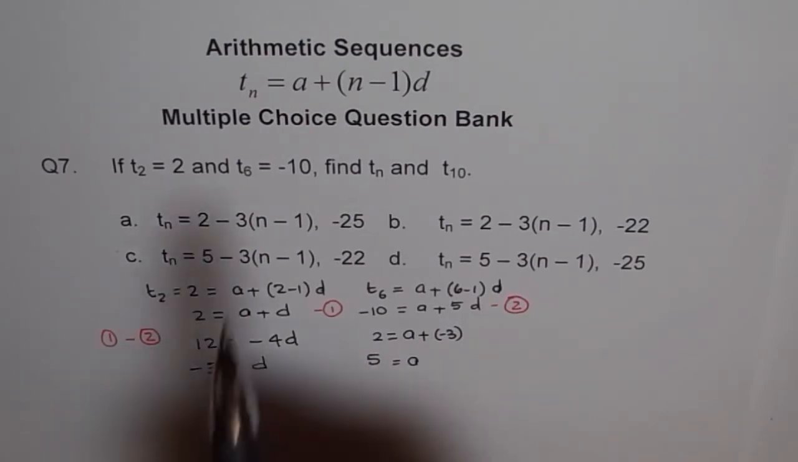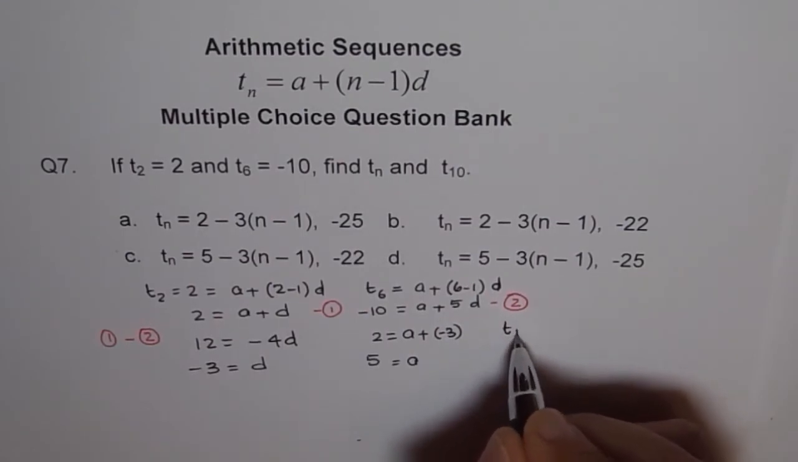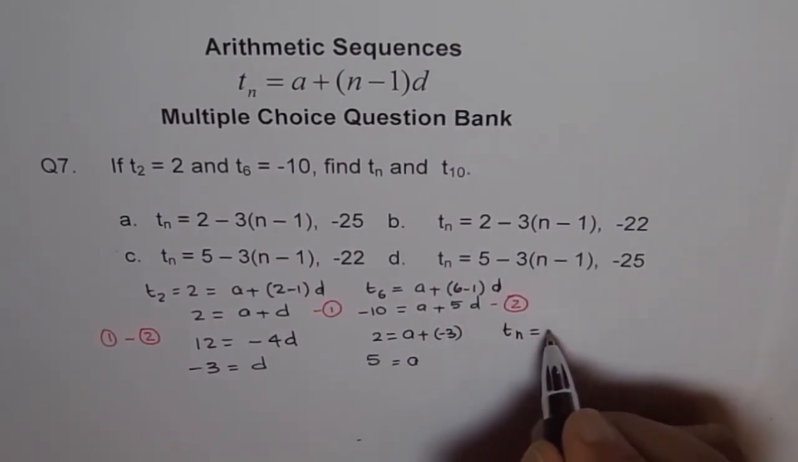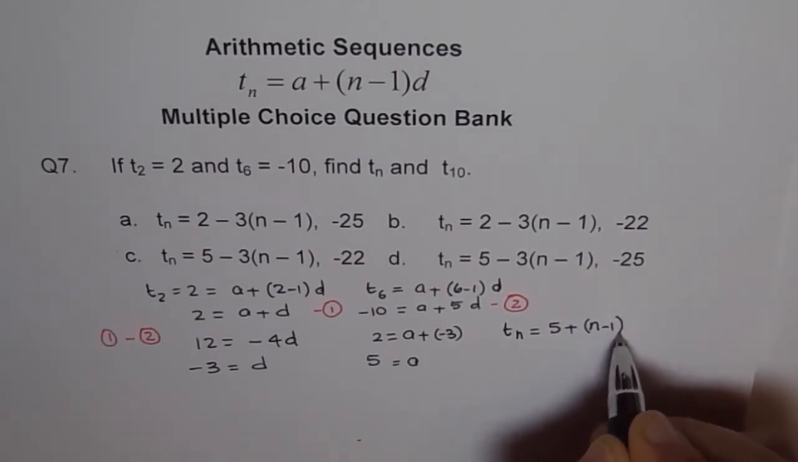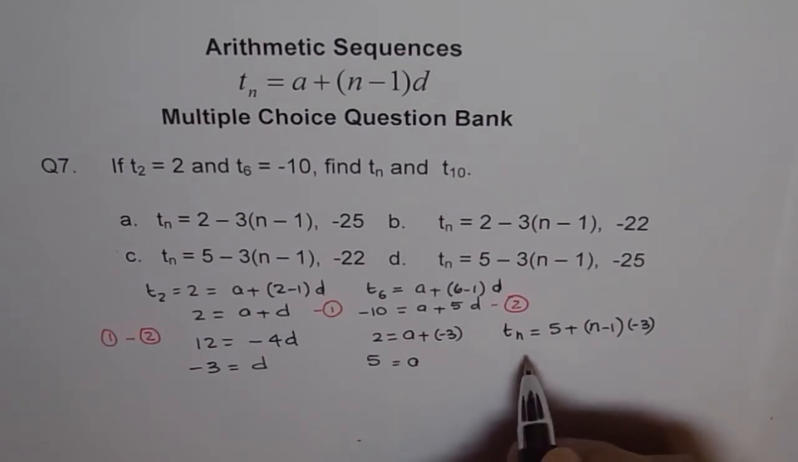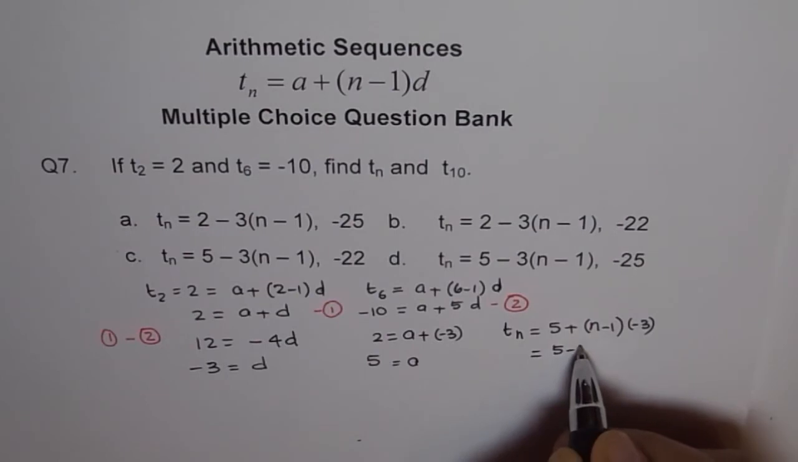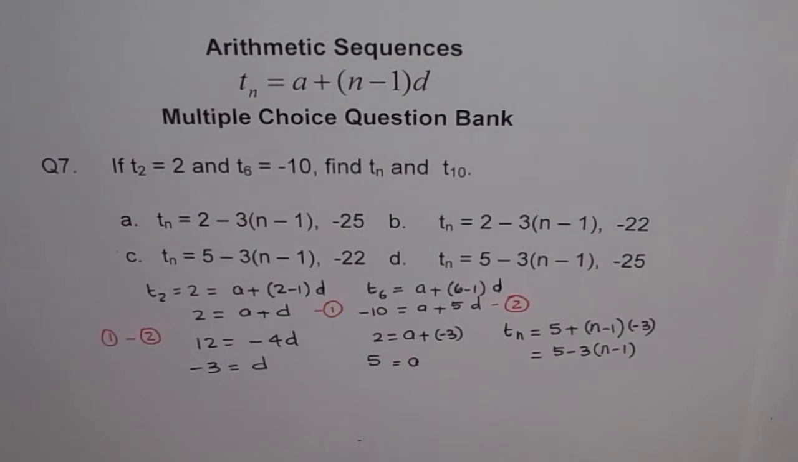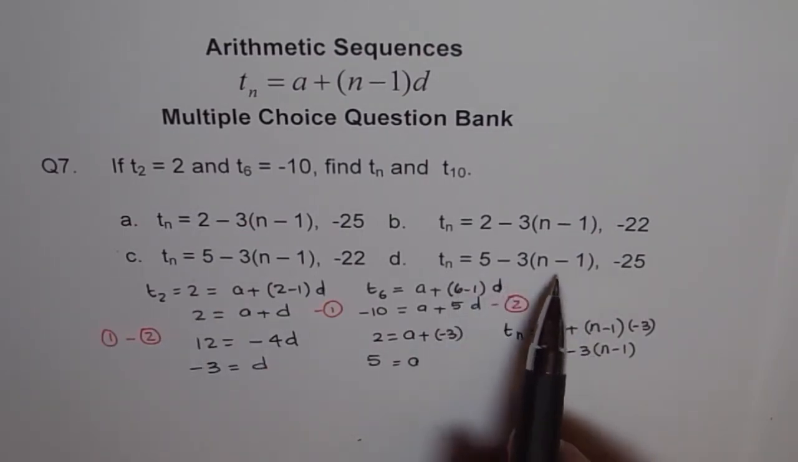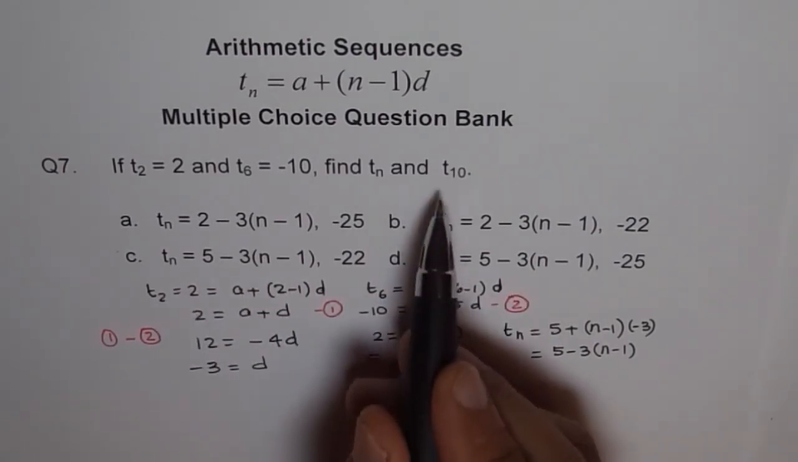So if I get a as 5 and d as minus 3, then my general equation will be Tn equals, a is 5 for us, 5 plus n minus 1 times minus 3, correct? Or I could write this as 5 minus 3 times n minus 1. So that is my general equation. Do we have this equation here? 5 minus 3 times n minus 1. Well, we have two places, C and D. That's perfect.